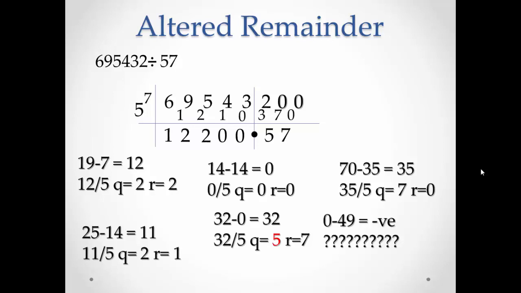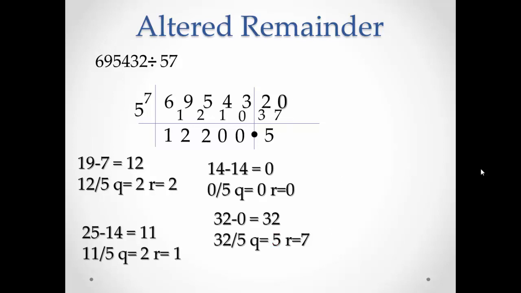So we are again getting our answer as negative. Again we'll be applying altered remainder and we'll be reducing our value by 1. So if we make the quotient 6, then we get our remainder as 5. And then we can add one more 0.